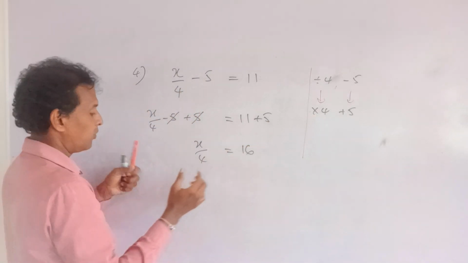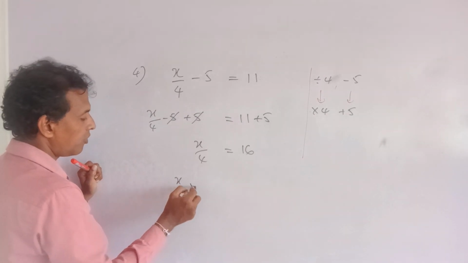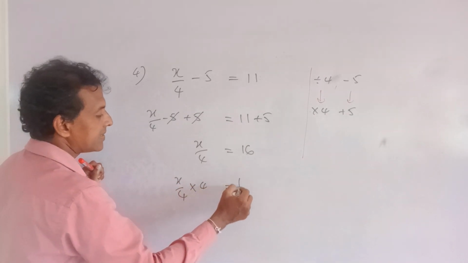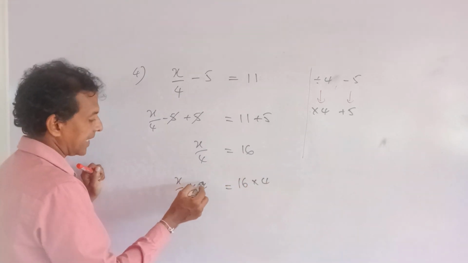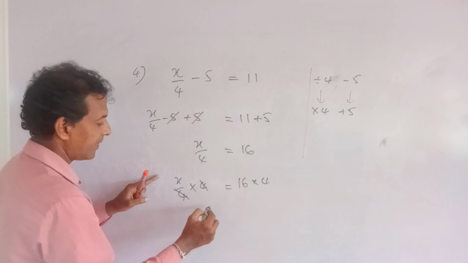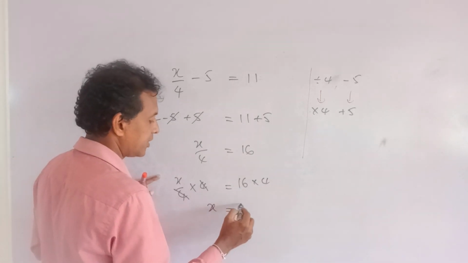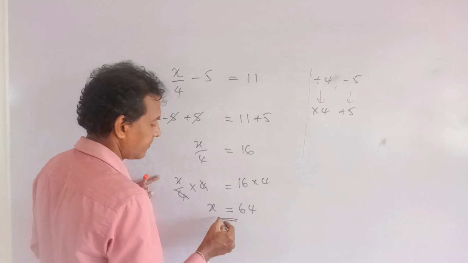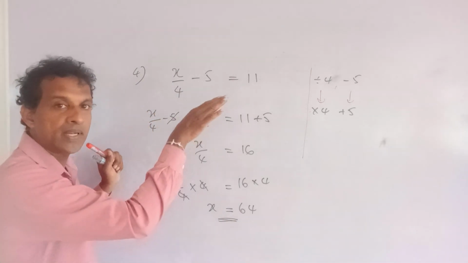Multiply both sides by 4. So here, x over 4, you multiply by 4. This side we have 16, you multiply by 4. So this gets cancelled here. We have x equals 16 times 4, which is 64. Right? That's the answer. See how simple?